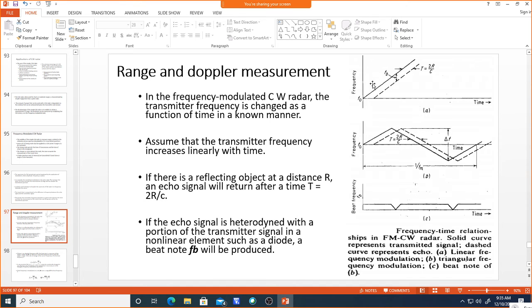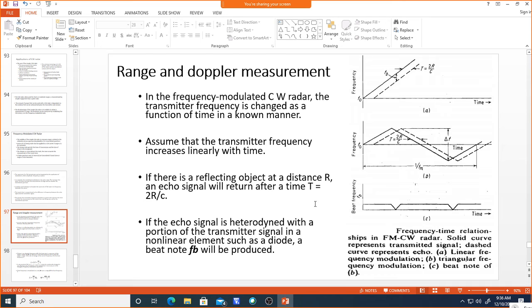We can see this in the figure. Now if there is a reflecting object at a distance r, an echo signal will return after a time t equal to 2r by c, which we have already known. This is the transmitted signal and this dotted signal is the echo signal, and both are varying linearly with respect to time. Based on this transit time, we can get the range of the target.